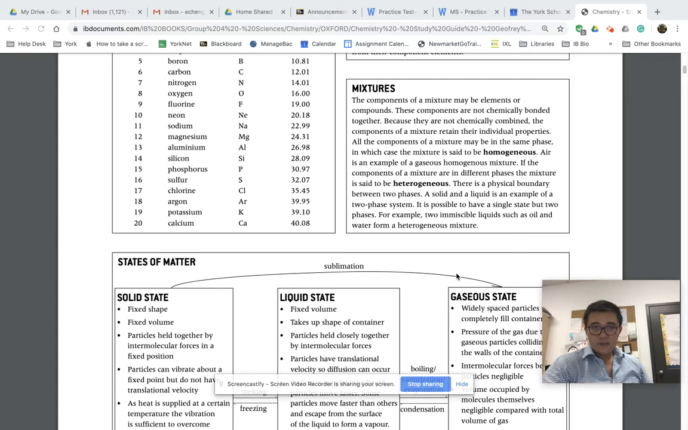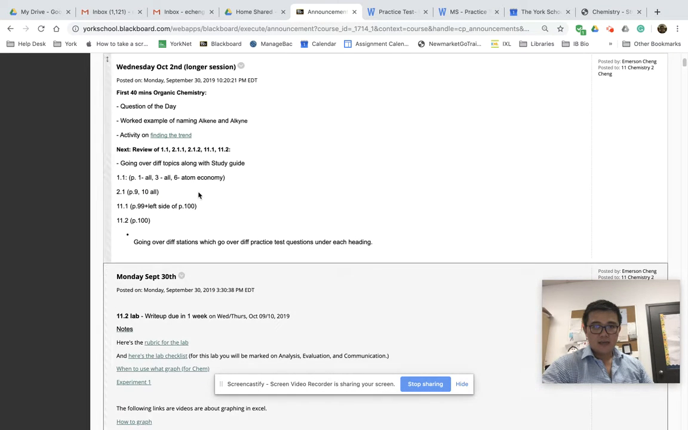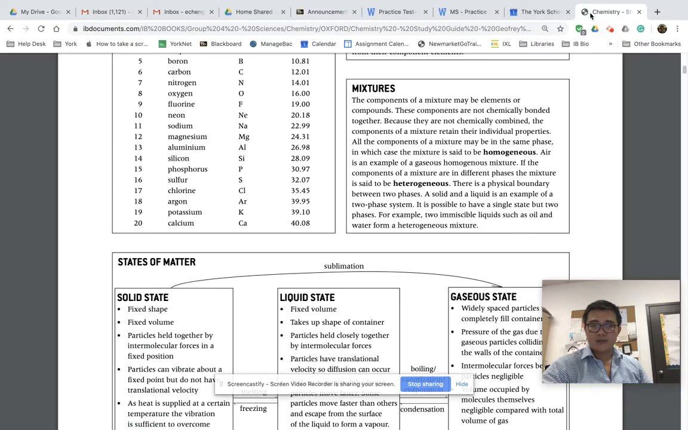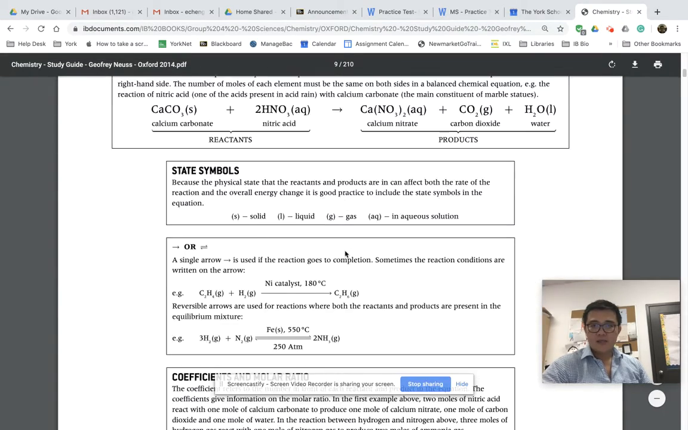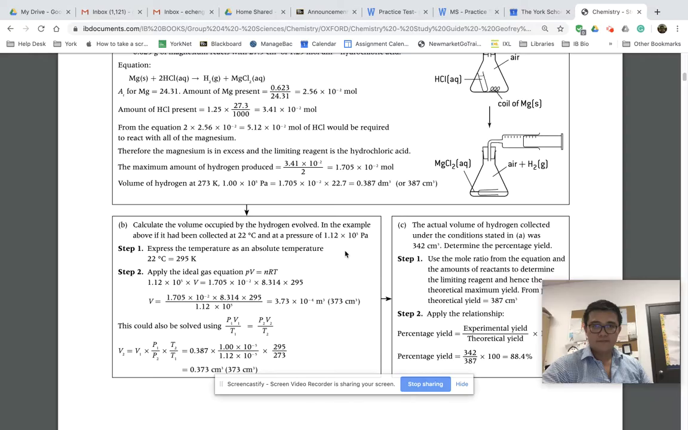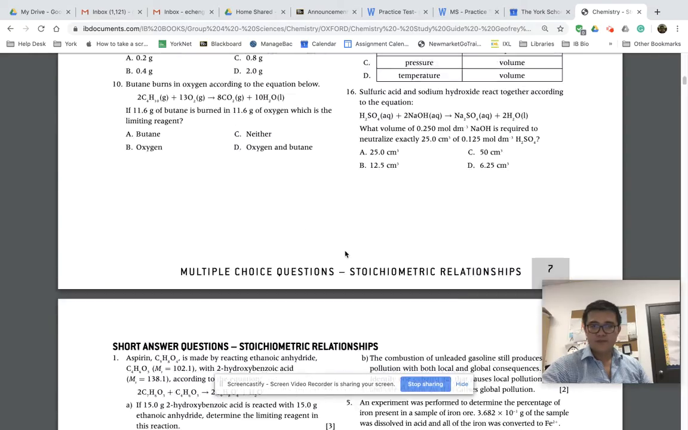So this video is about 2.1, which is the nuclear atom, and I'll cover both 2.1 about the nuclear atom as well as the mass spec. In this case, it's pages 9 and 10, all of it in your study guide. So let's look at that. Pages 9 and 10. It's page 5.